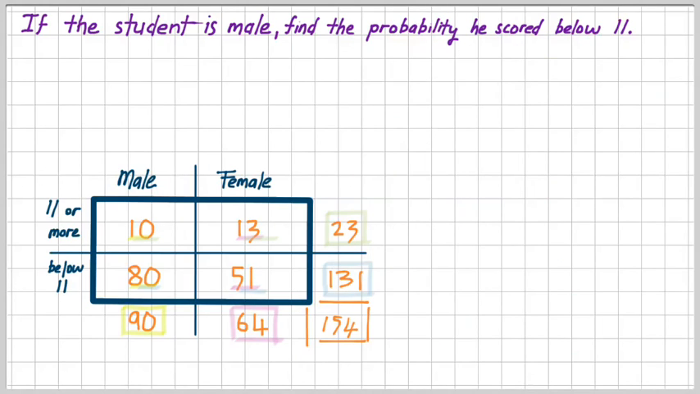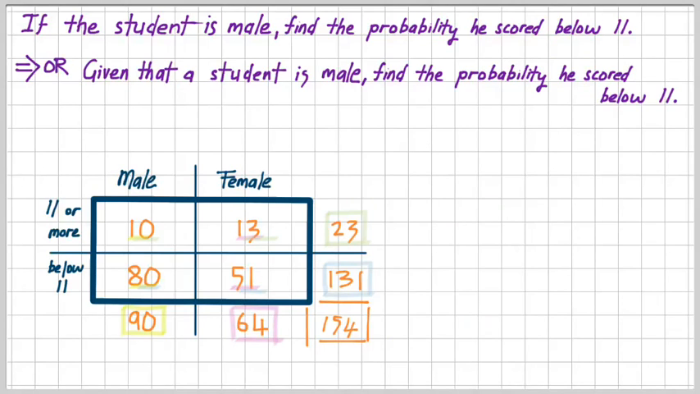Alright, here's a question. If the student is male, find the probability he scored below 11. The word if is important here. We can rewrite the sentence and say, given that a student is male, find the probability he scored below 11. The important word here is given. Now these two sentences are asking for exactly the same thing, so you're going to get questions which are one or the other here. So we just got to be careful of our words. Now, let's actually find the information that we need.